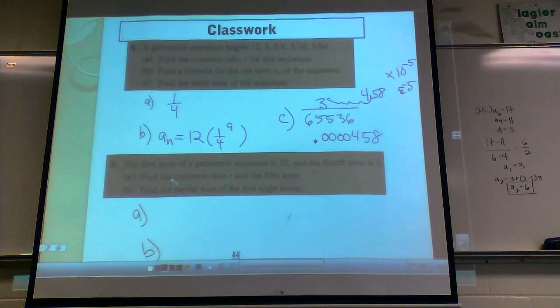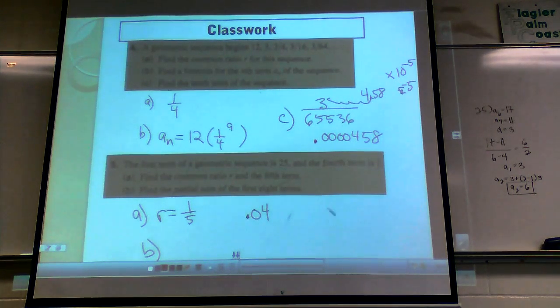The other one here, at the bottom, the common ratio is 1/5. The fifth term is 0.04. Again, just plugging in, right: 25 times 1/5 to the 4th power.